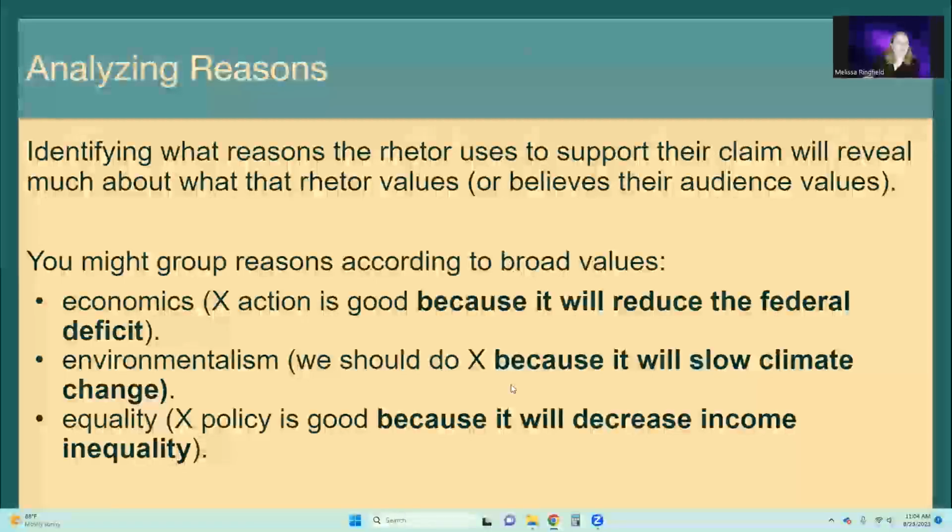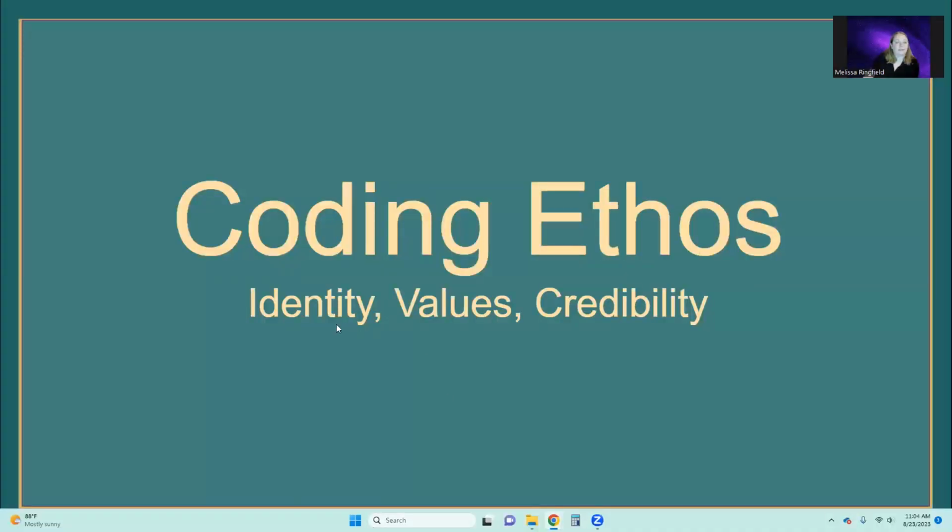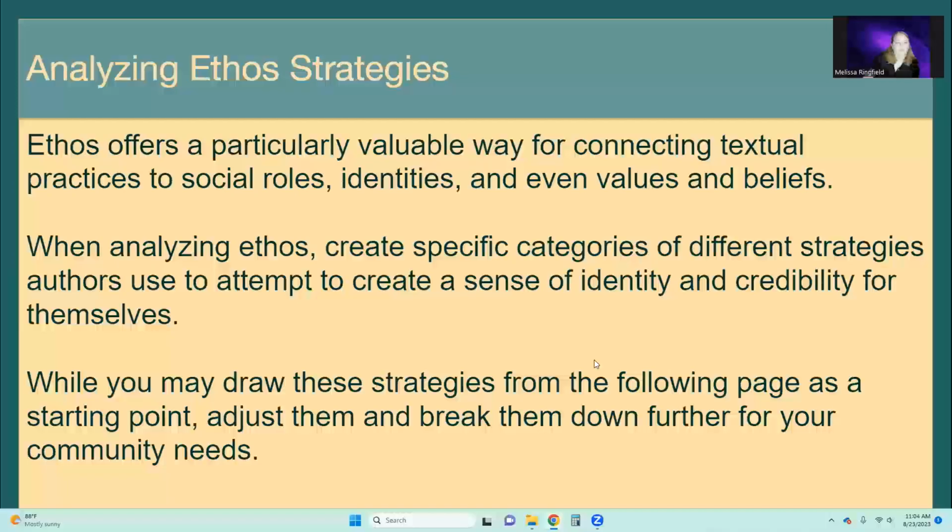Next, let's talk about ethos. Ethos is about identity, values, and credibility of the author. So why do we trust or believe or listen to that particular person? It's particularly valuable for connecting textual practices to social roles, identities, and even values and beliefs.